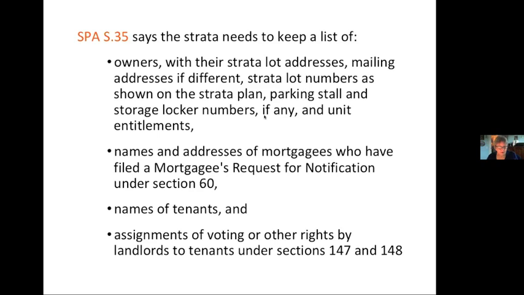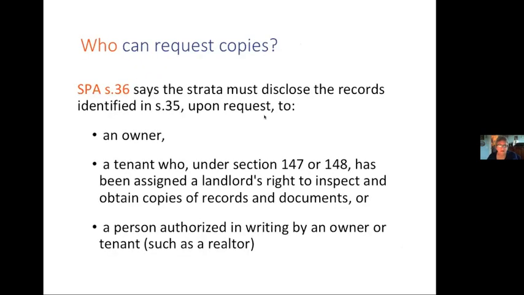You need to keep a list of names of tenants, and if there's been assignment of voting rights by landlords to their tenants under sections 147 and 148 of the Strata Property Act. So remember, you must keep that information. And you have to disclose copies of the information upon request to an owner or a tenant who's been assigned the landlord's rights, or a person authorized in writing by an owner or tenant.